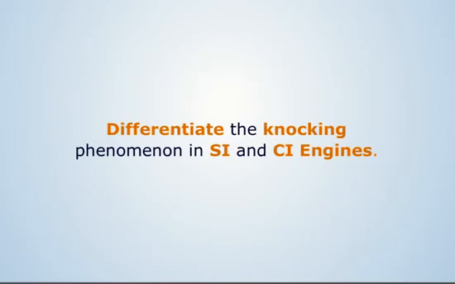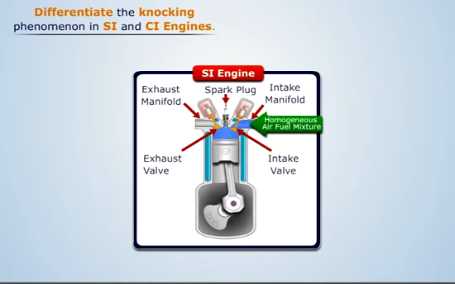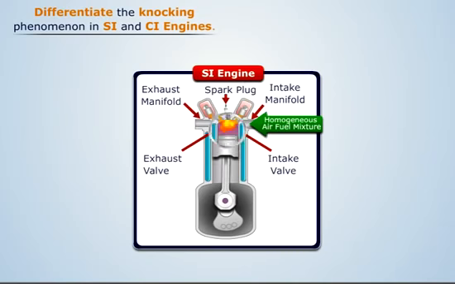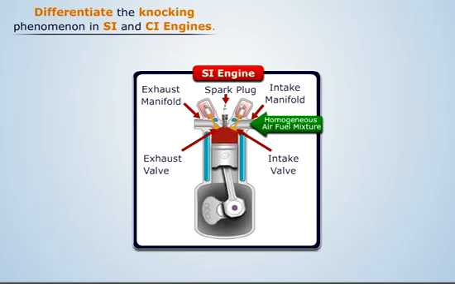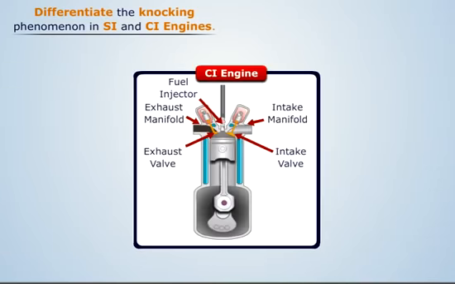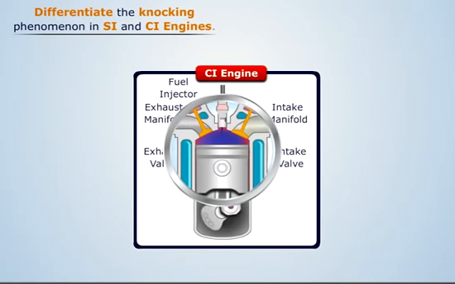Differentiate the knocking phenomenon of SI and CI engines. We know that in a spark ignition engine, knocking occurs when small pockets of air-fuel mixture combust due to auto-ignition outside the boundary of the normal combustion front. Whereas in a compression ignition engine, knocking occurs due to instantaneous pressure rise in the combustion chamber caused by sudden combustion of a large amount of fuel accumulated during the long ignition delay period.